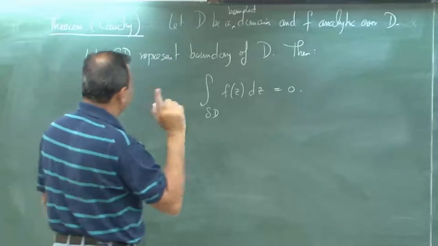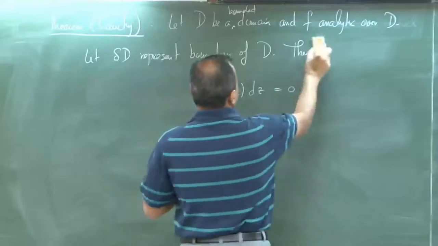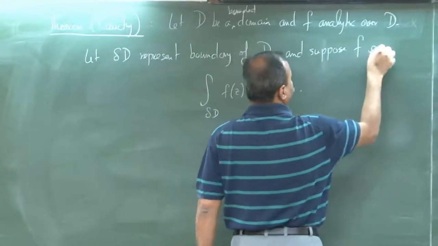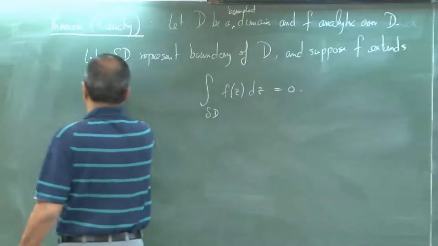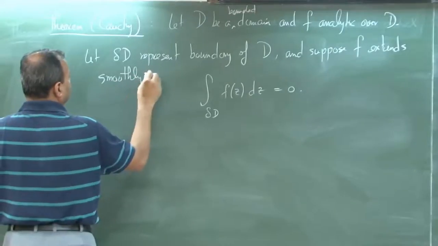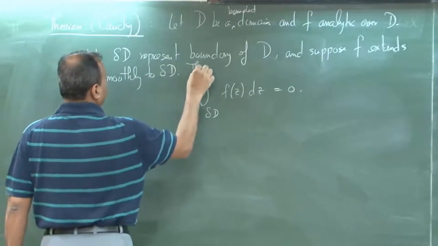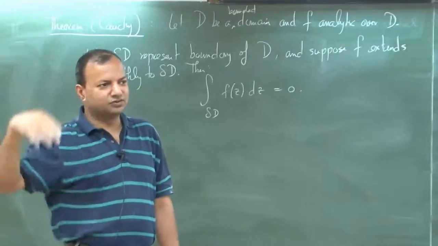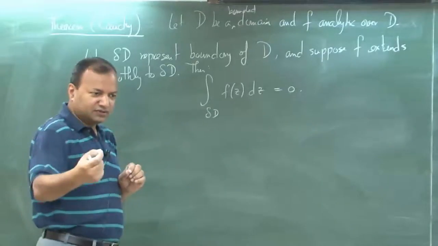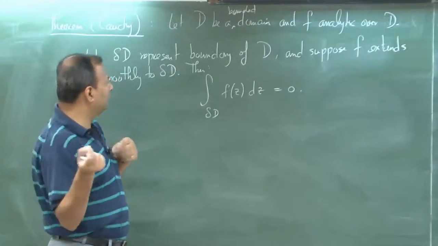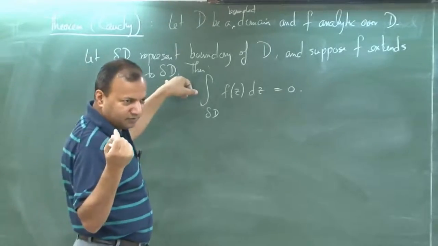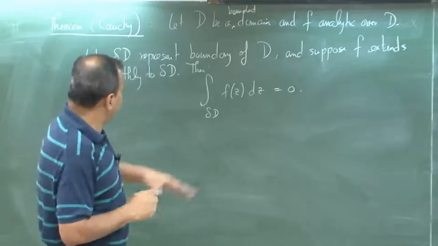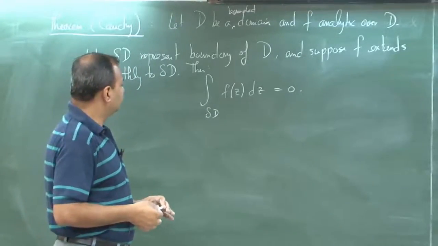The function has to be defined on the boundary, yes, that is a good point. So, I should write: and suppose f extends. Not only do we want f to be defined on the boundary, we want its extension to be smooth. Because D is an open set, by staying within D, you can reach closer and closer to the boundary, and in the limit you will hit the boundary, and there the value of f should be what the limit tells you to be. Okay. So, then this integral over the boundary is 0.